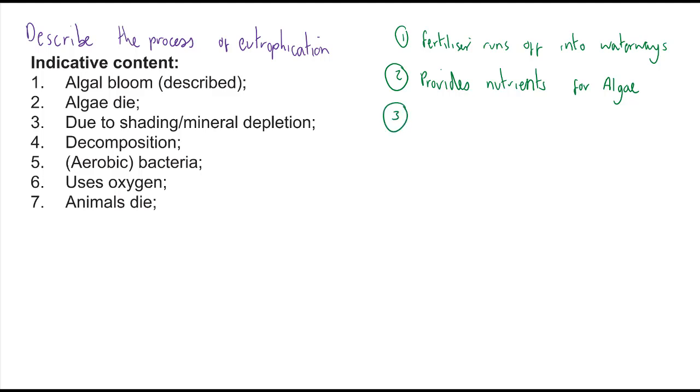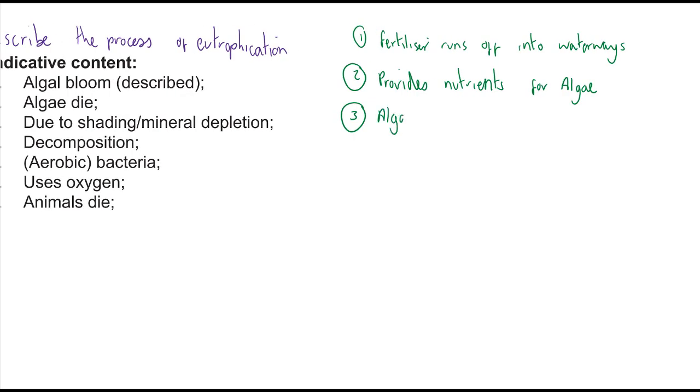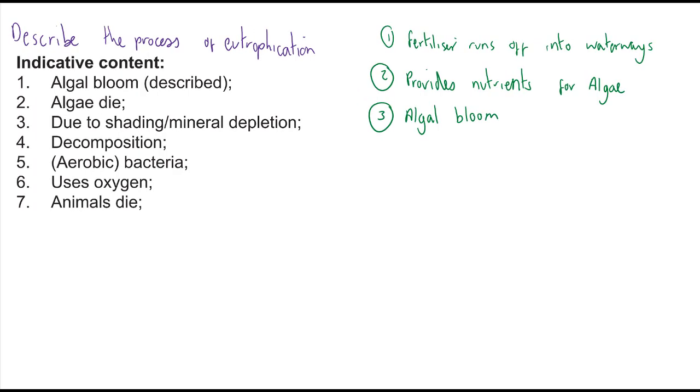Now, what happens is the algae grows really rapidly, and we get an algal bloom. So that is when there is an explosion in the algae population. But because they grow so fast, they use up all the nutrients, and there's not enough nutrients to support them. So the algae use up the nutrients, and as well as that, they block the light, so they stop all the plants photosynthesizing. So the algae die.